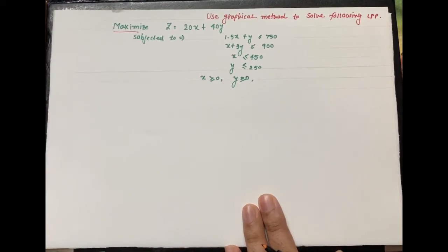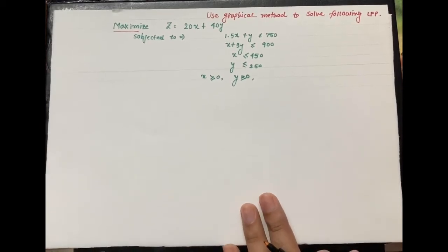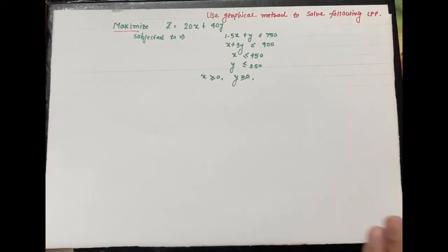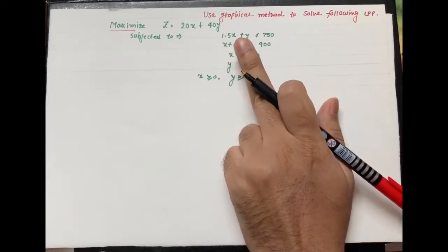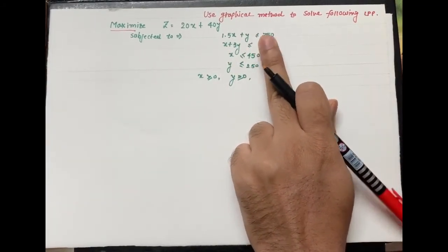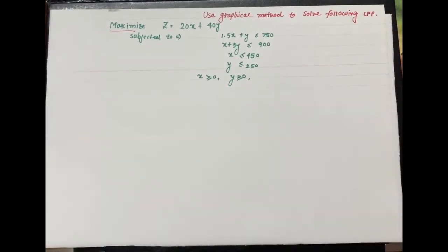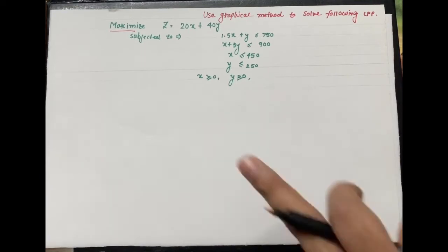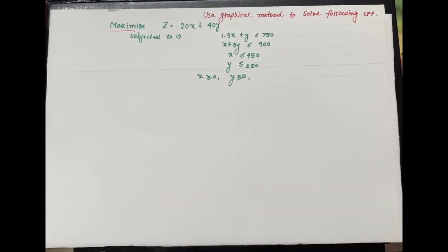Function is that max z equals 20x plus 45y, and it is subjected to constraint equations. 1.5x plus y should be less than or equal to 750. x plus 3y should be less than or equal to 900. x is less than 450 and y is again less than 250. Four constraint equations are given to us and non-negativity conditions are mentioned here again.